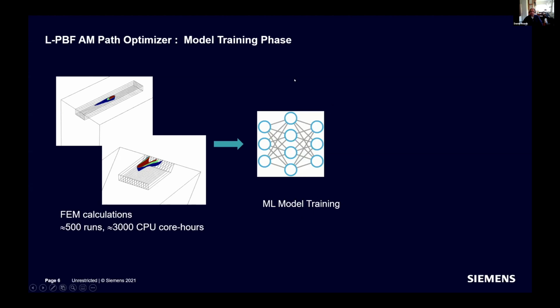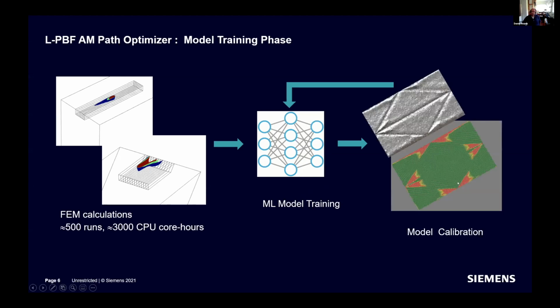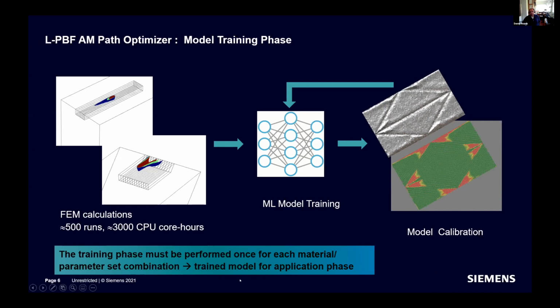This pictogram shows a neural network model, but it also works with random forest, for example, and other things. And then we have to look again at experimental parts and experimental specimens and do some fine tuning, some calibration of the model for this specific material. There are some fluidic effects here which are not accounted for by the finite element calculation. And once you've done that, you have a trained machine learning model. Of course, if you change material or change your parameter set combination, you may need to train your model again.